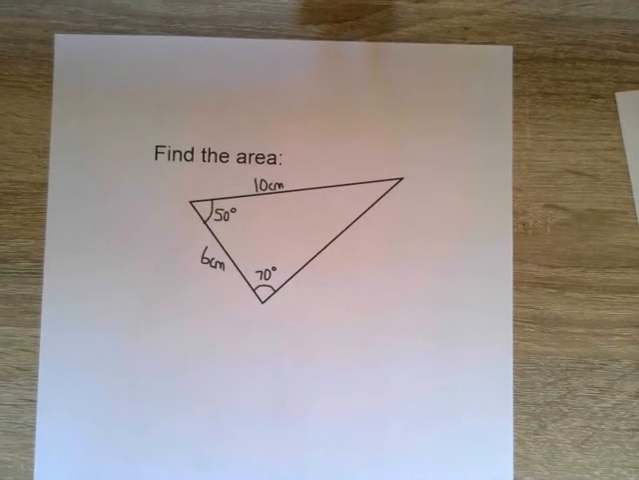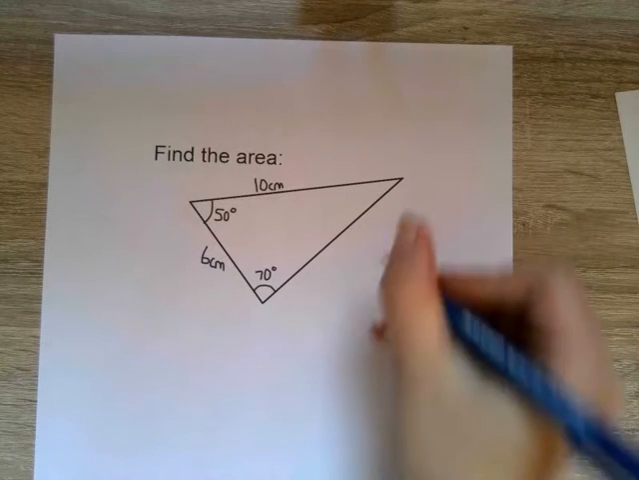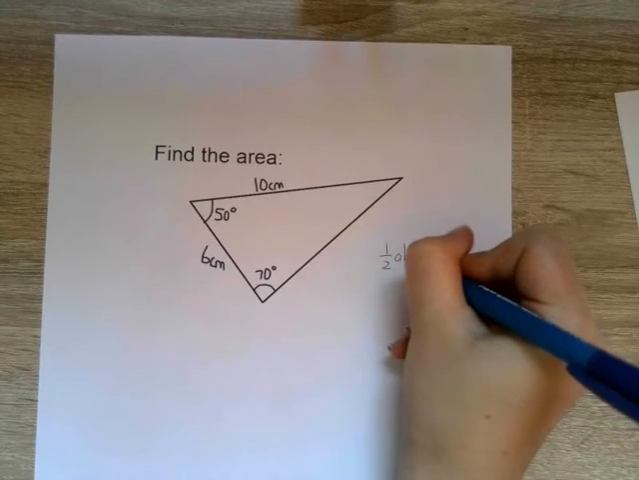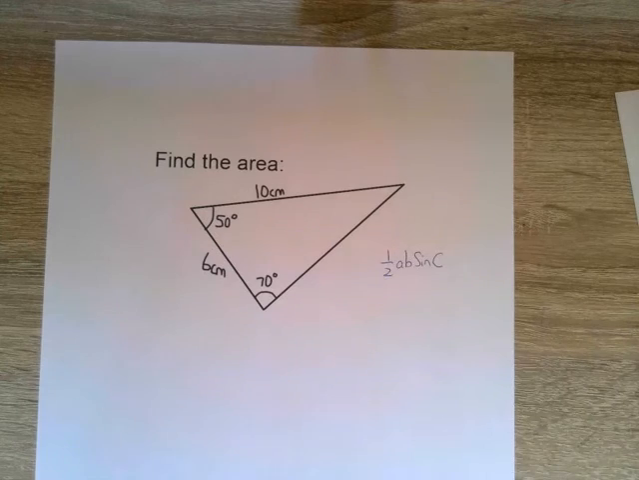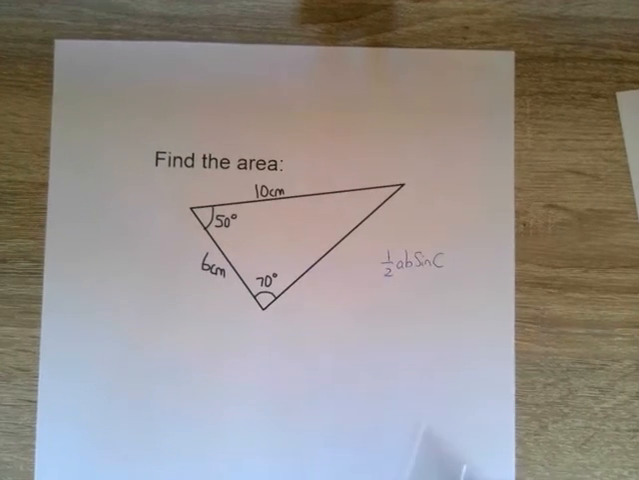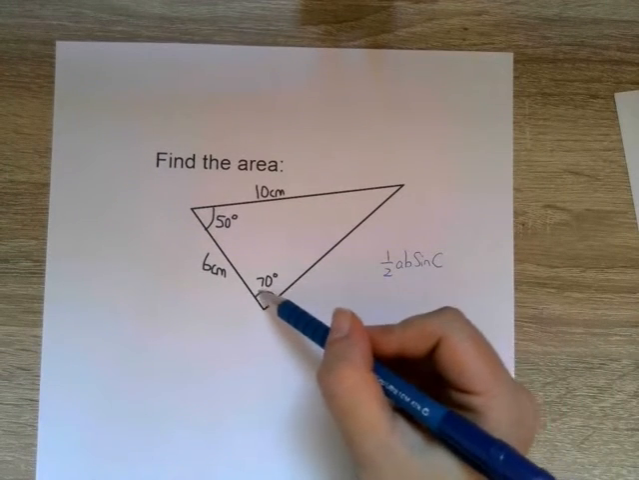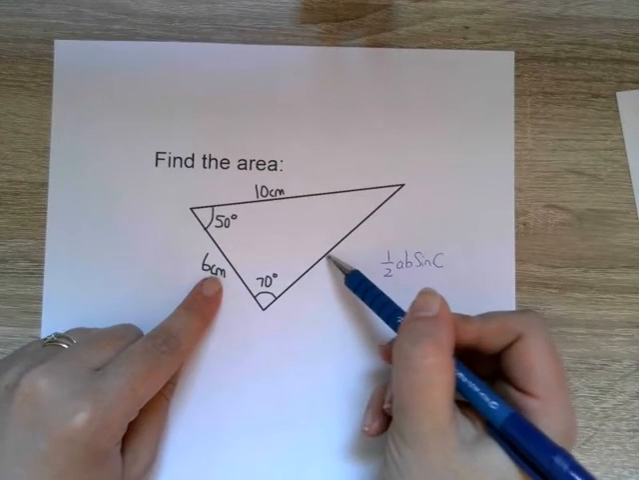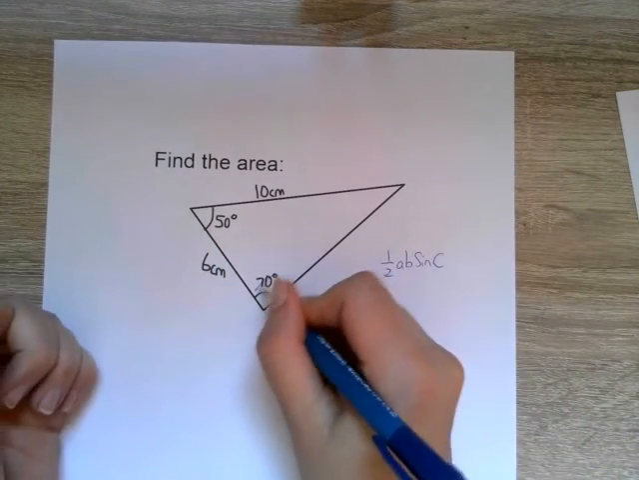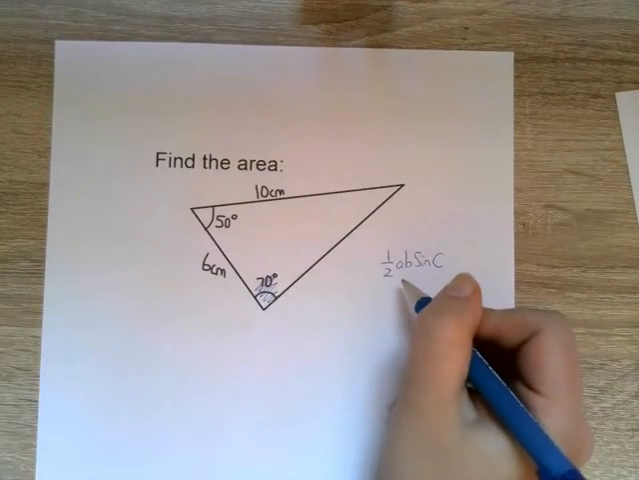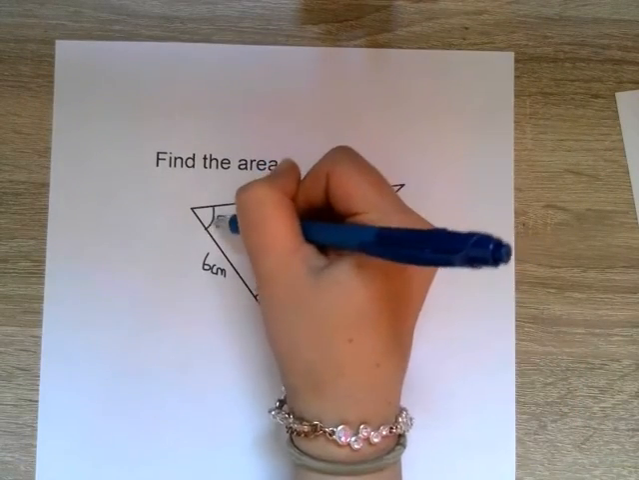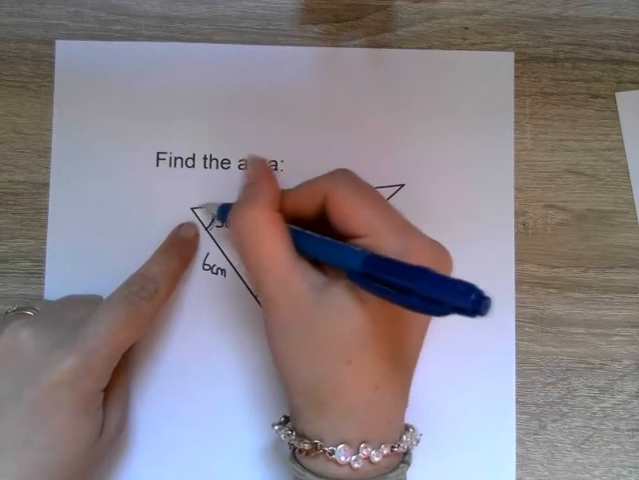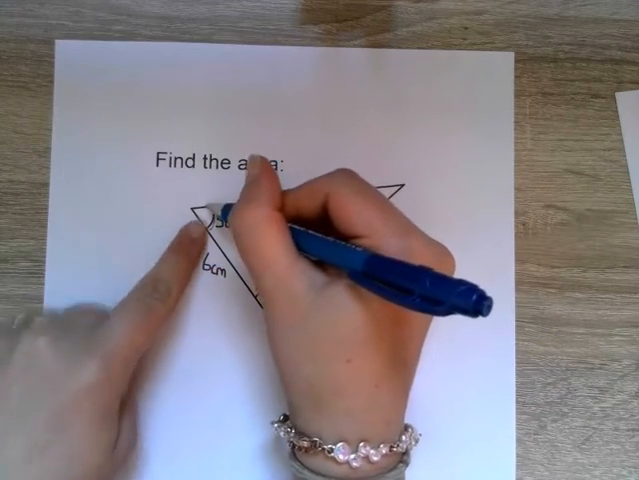So we need to remember with the area formula, so I'll write it down again here, half AB sine C. The main thing is just thinking, well, if you went for the 70-degree angle, you need the two sides either side of it. I know that's 6, but I don't know that side, so that angle is no use to me at all for finding the area. It's going to be this one up here that we need to use, because I do know the two sides either side of that 50 degrees.